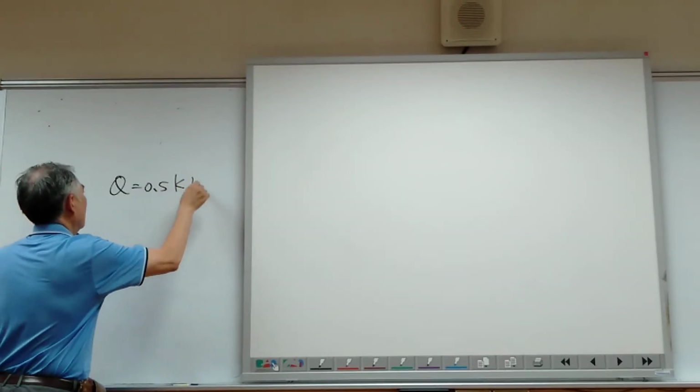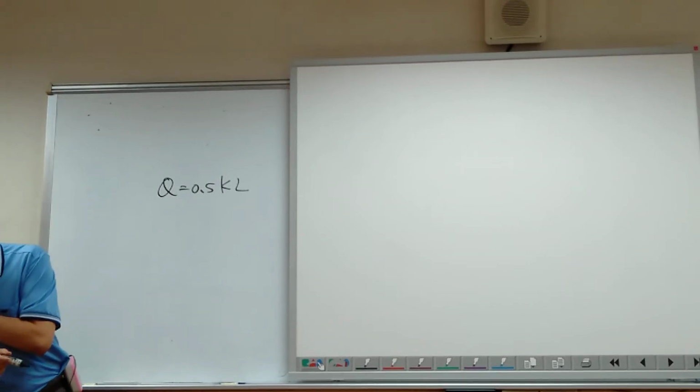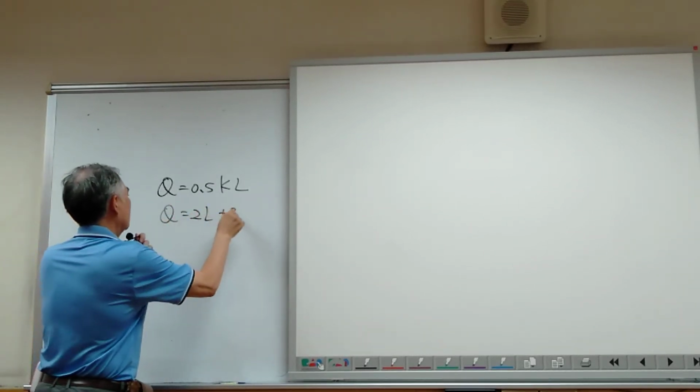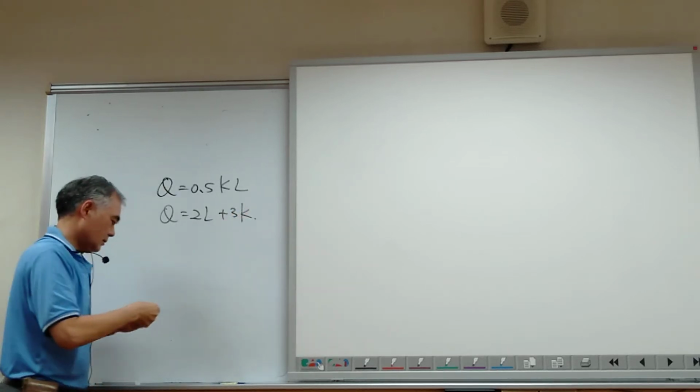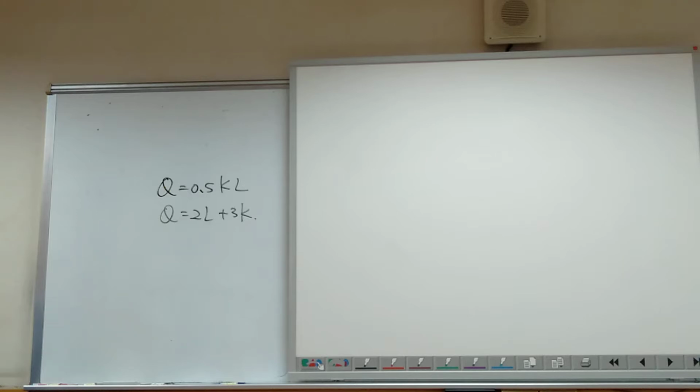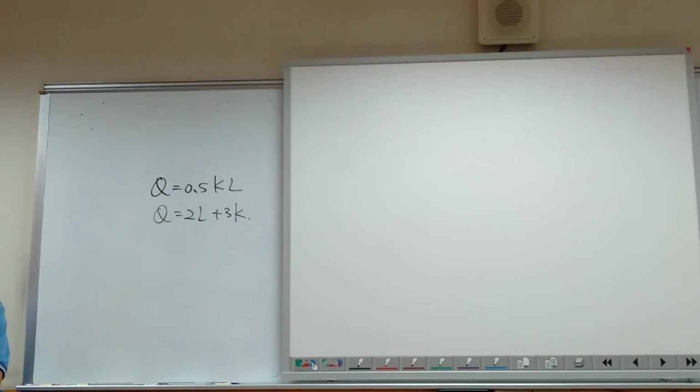0.5 KL, and the other one, Q is equal to L plus 3K. Okay? So in this class, you need to know calculus. You need calculus. So it's very important that you know how to deal with the marginal product of capital and the marginal product of labor.